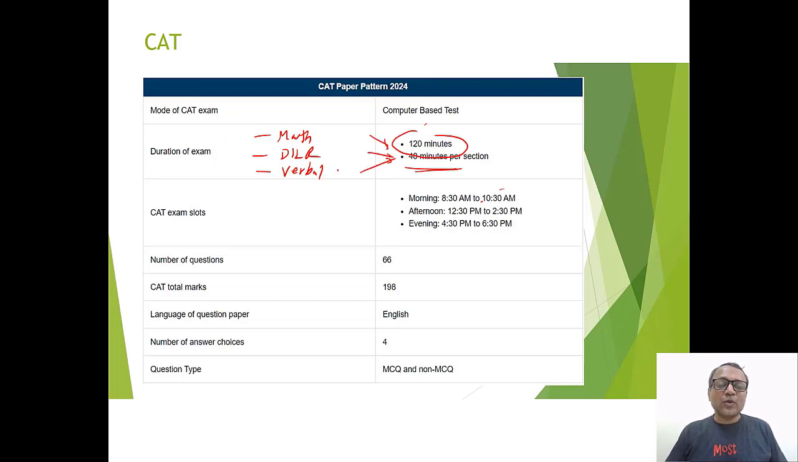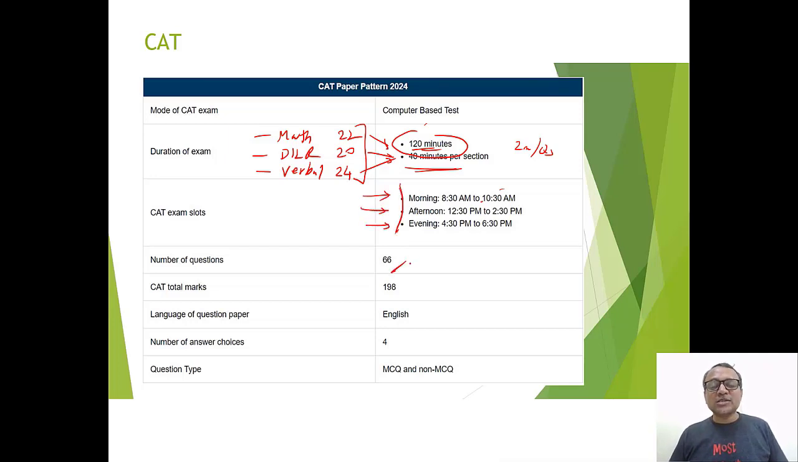Last year there were 24 questions of verbal, around 20 questions of DILR, and 22 questions of maths. There could be a small variance in these numbers. With 66 questions in 120 minutes, you have approximately 2 minutes per question to solve. The CAT exam is conducted on a Sunday, somewhere at the end of November, over 3 slots.